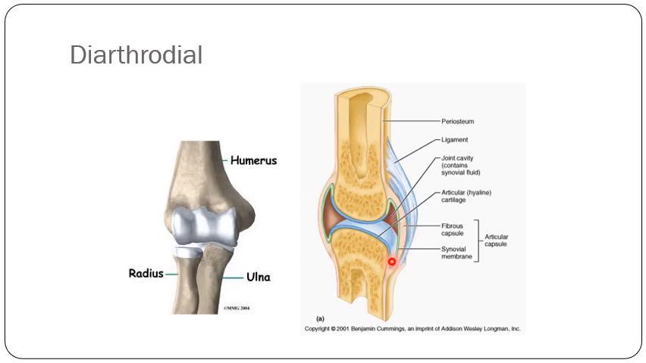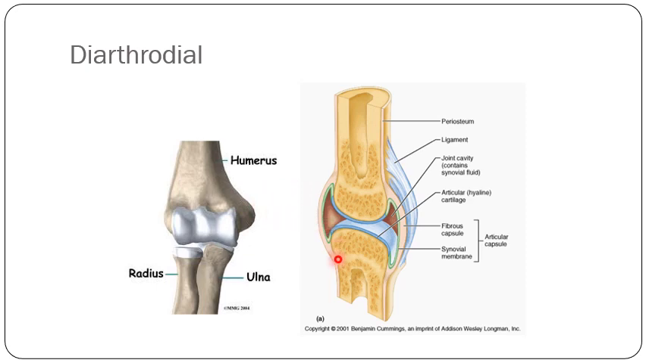There's the fibrous capsule, and the synovial membrane that lines it. You have synovial fluid on the inside of the joint. You have your articular cartilage. Articular cartilage lines the bony ends, and that gets nourished by the synovial fluid. And these are freely movable joints.